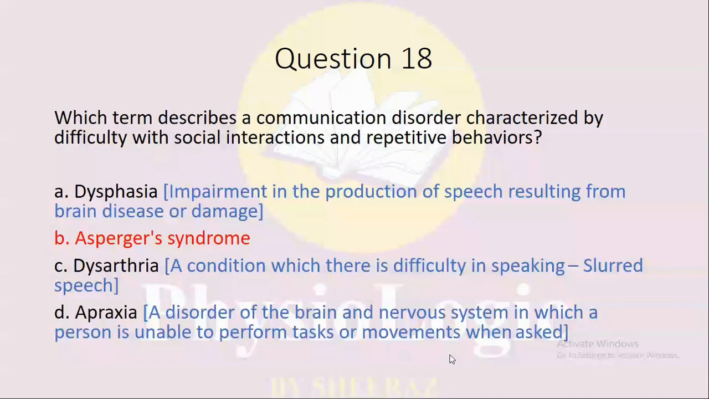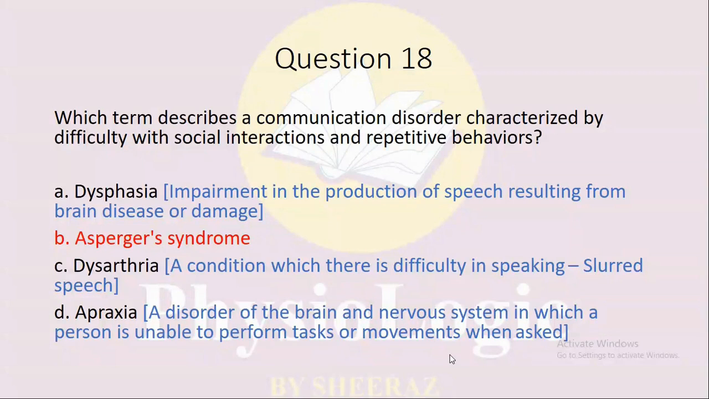Dysphasia is impairment in the production of speech resulting from brain disease or damage. Dysarthria is a condition in which there is difficulty in speaking, mainly slurred speech. Apraxia is a disorder of the brain and nervous system in which a person is unable to perform tasks or movements when asked.